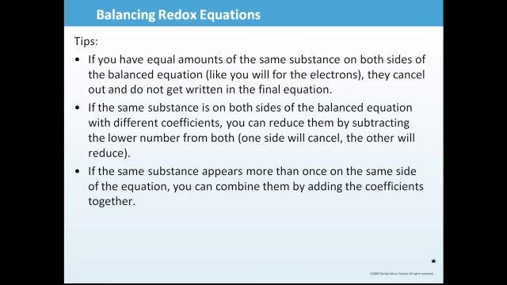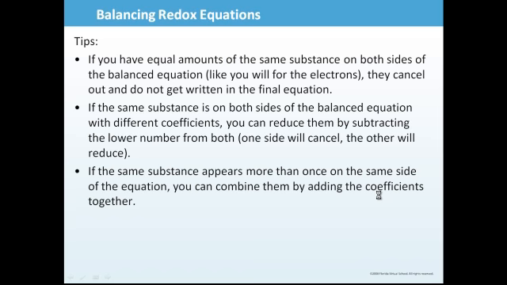Before we do that, I just want to mention a couple of tips. If you have equal amounts of the same substance on both sides of the equation, like with the electrons, then they're going to cancel out, like in the example I just showed you a moment ago with the zinc and copper. If the same substance is on both sides but with different coefficients, then you can reduce it. So on one side it'll cancel out, and the other side will just be reduced. And if you have the same substance on the same side of the equation, then you would just add them together, combine them into one term, and change the coefficient accordingly.